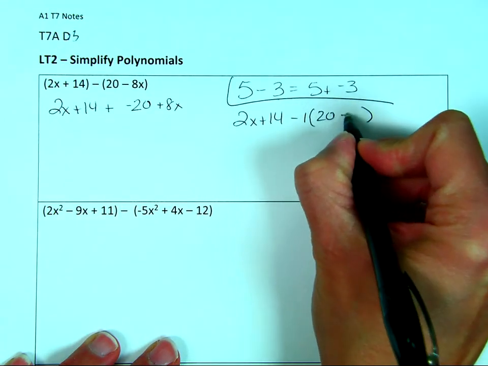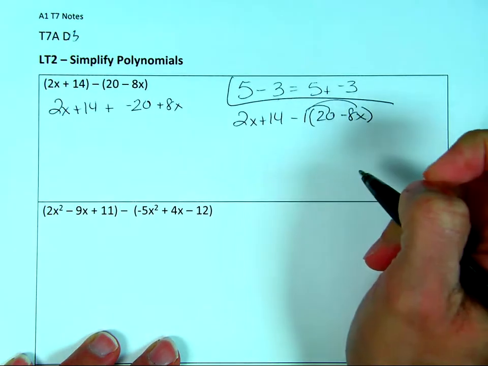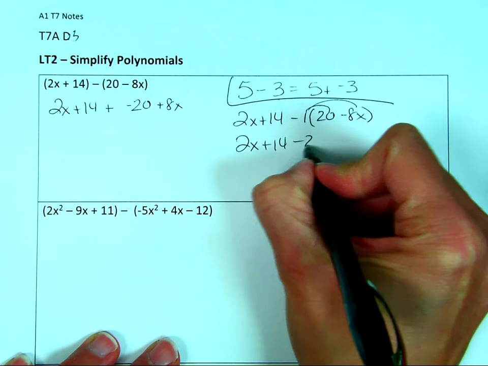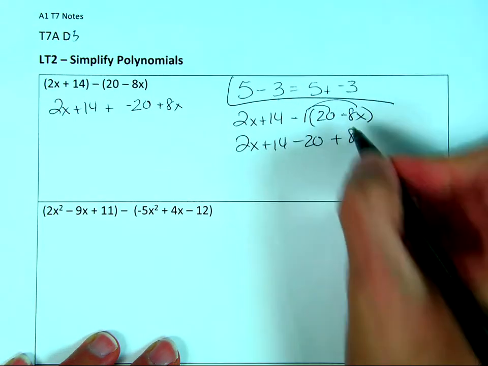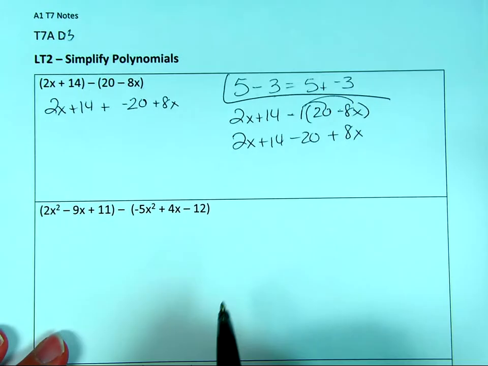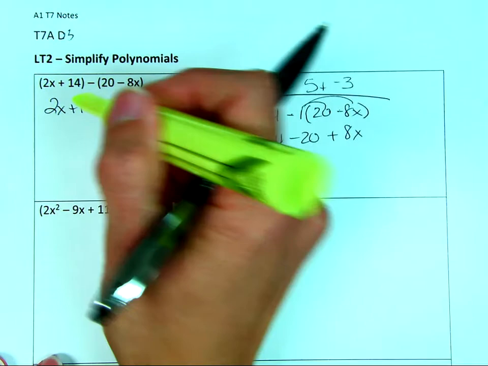And remember that there's like a negative 1 out there. Remember, on our distributive, we distribute that number, and if you want to think of it as like a negative 1, there's a minus sign. So we get 2x plus 14 minus 20 plus negative times a negative, 8x. So either way, we get the same thing, but it just depends on how you want to think about it, adding the opposite or using your distributive property.